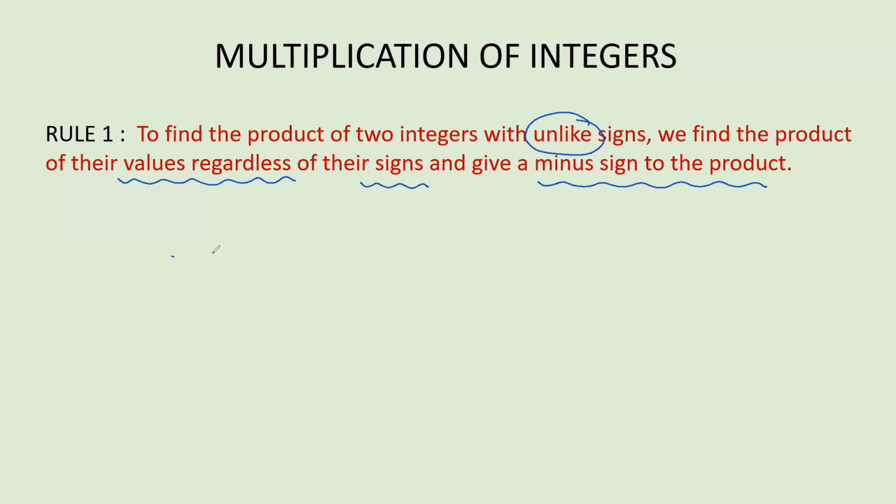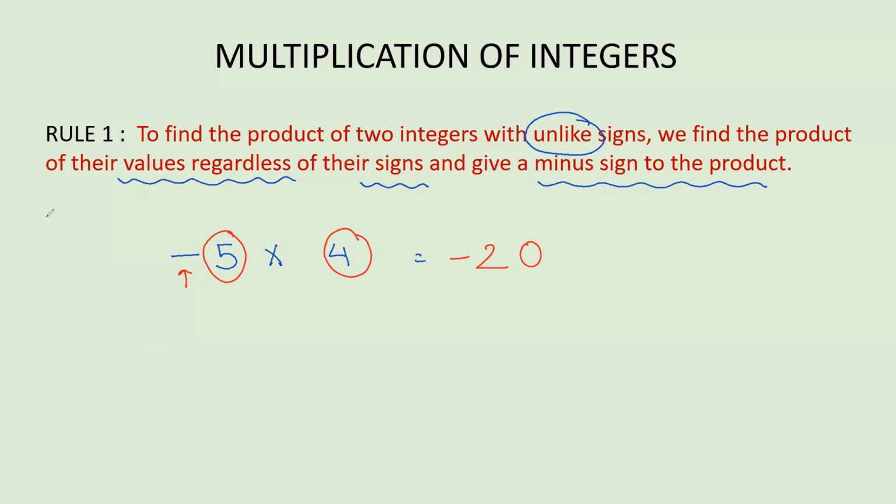For example, if I have one integer is -5 and I am multiplying it to 4. Now what happens is we will simply multiply 5 and 4 regardless of their signs. Now the answer over here, 5 times 4 is 20, and in the answer what do? We give the answer as minus sign.